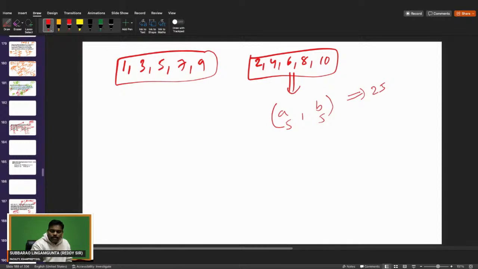Next one. If you see this one, this is also one more possibility. So to select A comma B, here also 5 possibilities and here also 5 possibilities. 5 5 is 25. Remember, this will also give even.